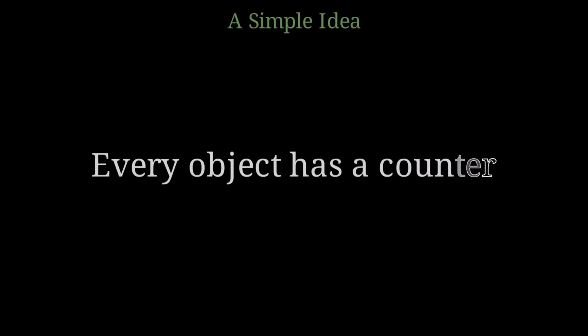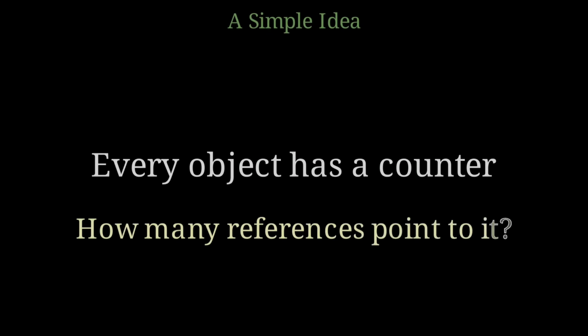Reference counting is one of the earliest and most straightforward garbage collection strategies. The idea is beautifully simple. Every object in memory has a counter attached to it. This counter keeps track of one thing: how many references are currently pointing to this object. That's it. Reference counting follows 4 simple rules.